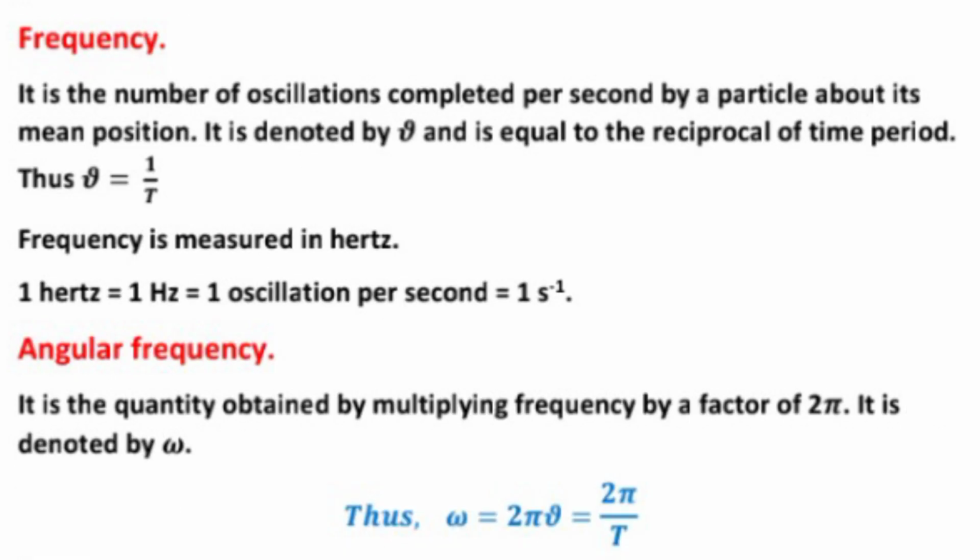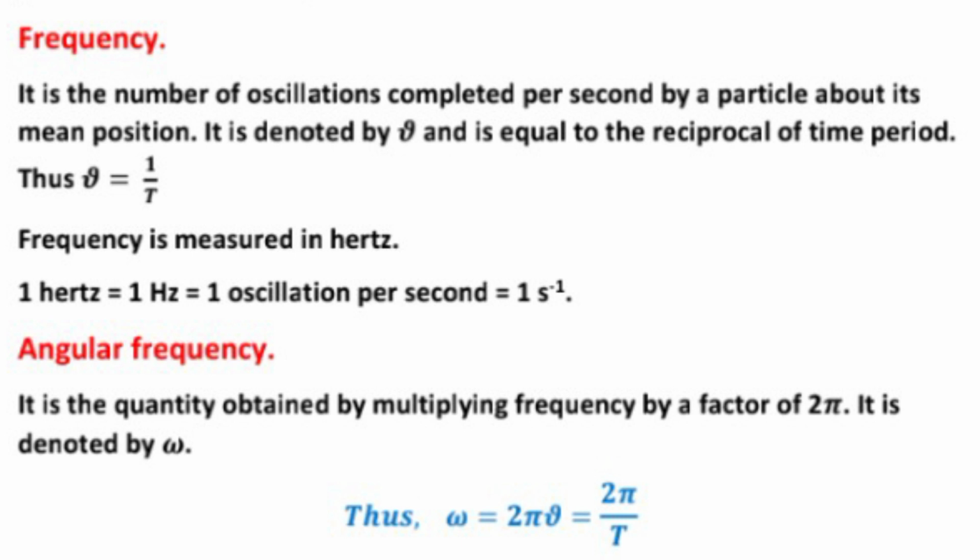Frequency. What is frequency? It is the number of oscillations completed per second by a particle about its mean position. It is denoted by ν and it is equal to the reciprocal of the time period, ν equal to 1/T. Frequency is measured in hertz. 1 hertz equal to 1 vibration per second.